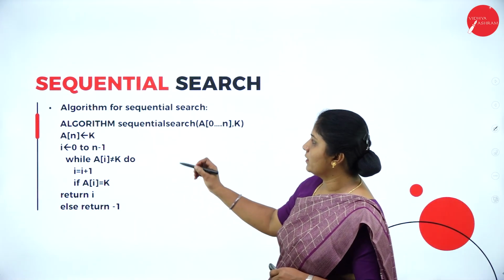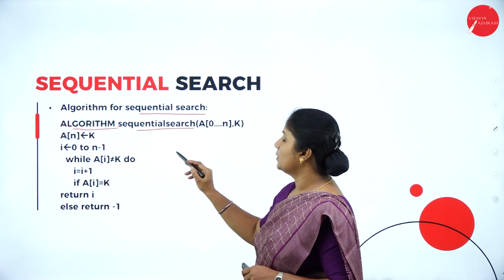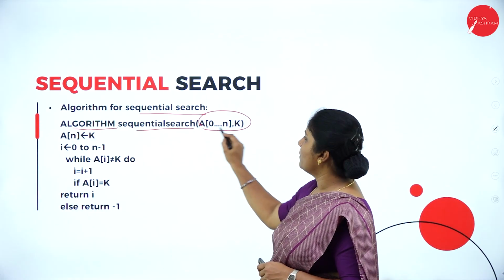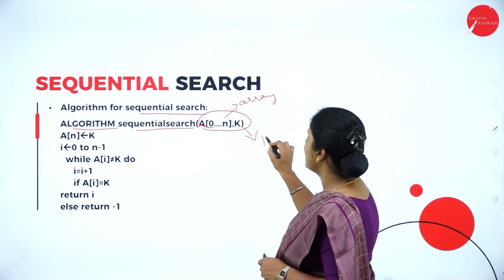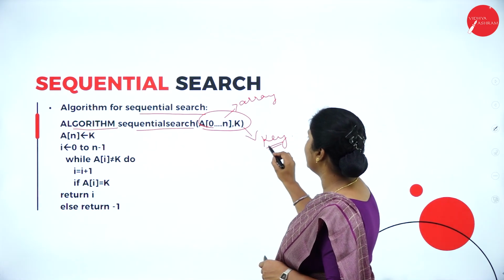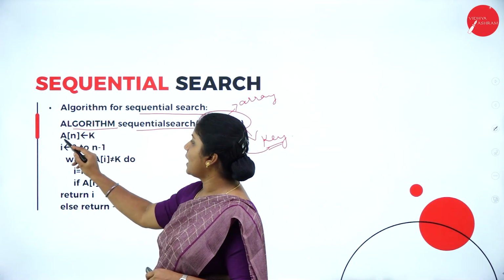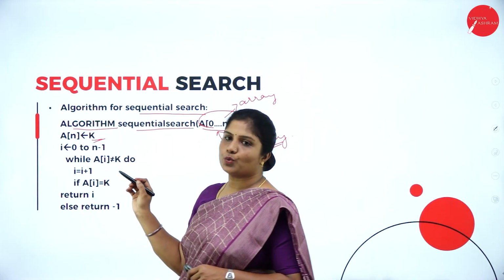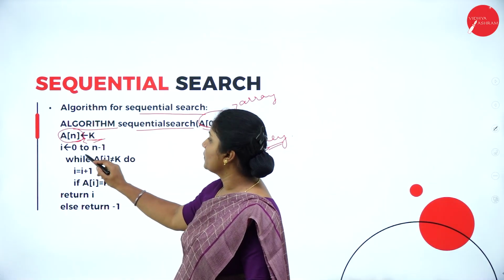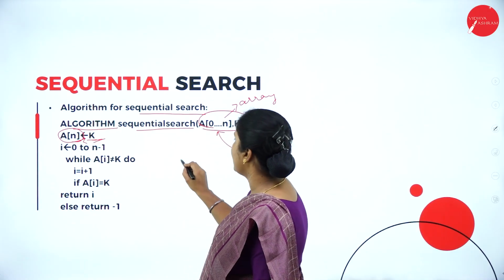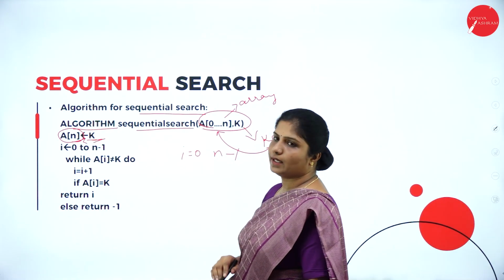Next, we will move on to the algorithm of sequential search. Here I have written the keyword algorithm, the problem name, and given the parameters array and key. I have taken these two parameters because I need to search for the key in the array, whether it is present or not. Now, I am assigning array of n to k, since I don't know where the key element is present in the array. Now, I is equal to 0, and from 0 to n minus 1, I need to search.